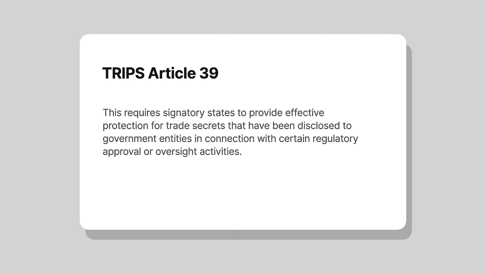Third and finally, Article 39 requires signatory states to provide effective protection for trade secrets that have been disclosed to government entities in connection with certain regulatory approval or oversight activities.